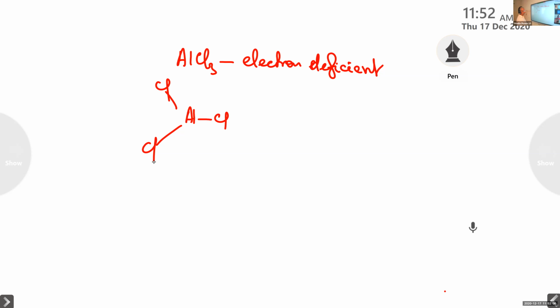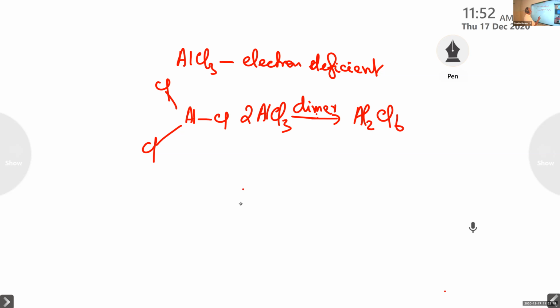To stabilize aluminum chloride, what does it do? AlCl3 dimerizes. Two molecules are combined together. That is dimerization, giving Al2Cl6. That is to stabilize the molecule, and the stabilization is through chlorine bridges.